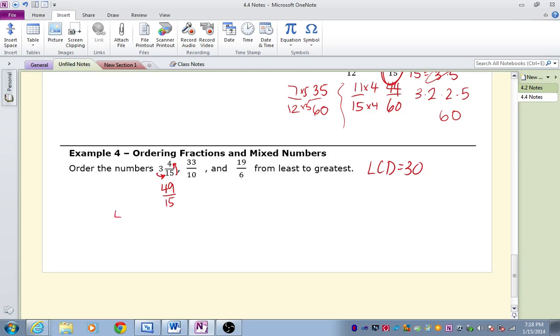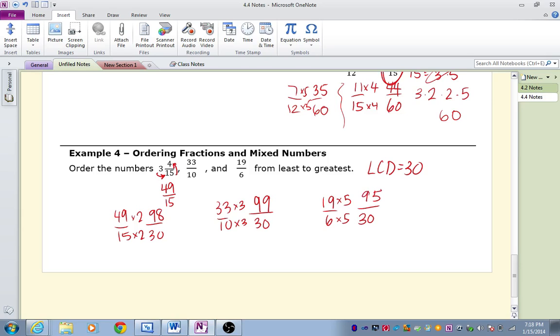So I need to change 49/15 to something over 30, 33/10 to something over 30, and 19/6 to something over 30. Well, over here, this would be times 2 and times 2. Let's see, that would be 98. Over here, we'd have times 3. So multiply the numerator by 3, and that would give us 99. And finally, 6 times 5. So 9 times 5 is 45. Carry the 4. 5 times 1 is 5, plus the 4 is 9.